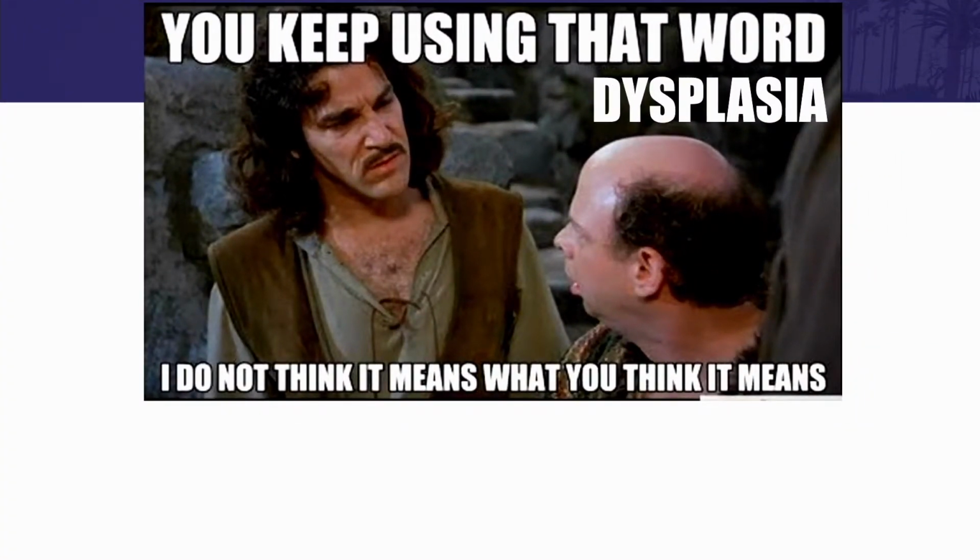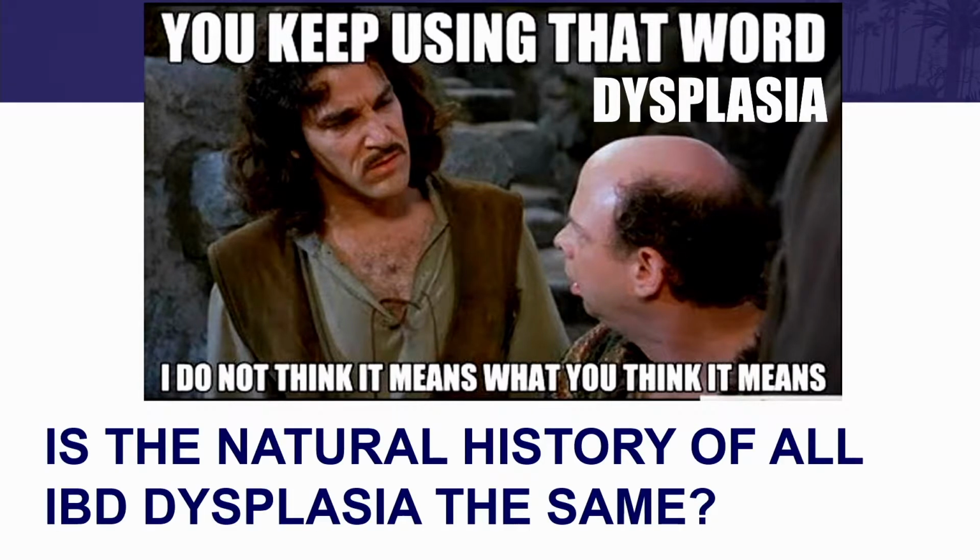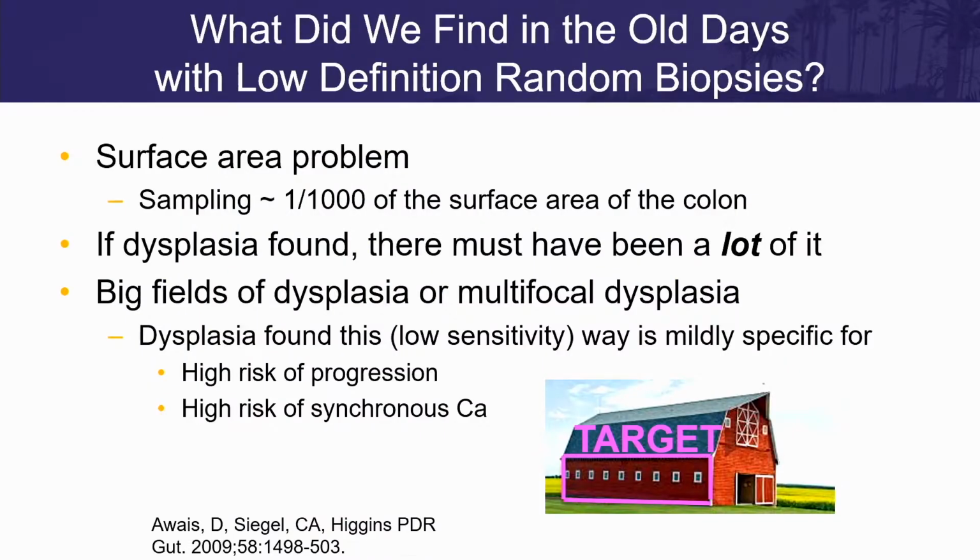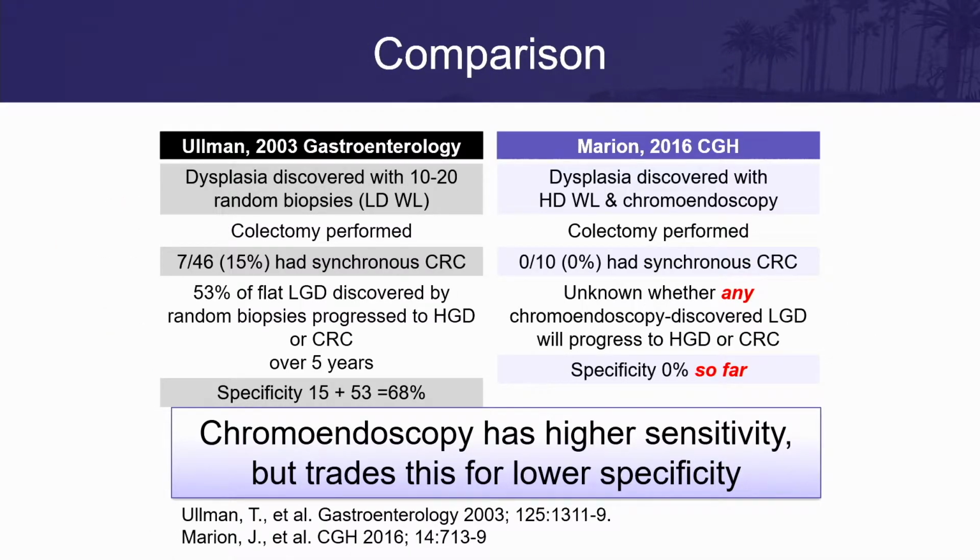Now, dysplasia, as I've illustrated, is not always the same. Not all dysplasia advances, and the natural history isn't always the same. And some of it is looking back at what we found in the olden days, when we had low definition and random biopsies, and people were taking 10 to 20 biopsies per colon. If dysplasia was found using that approach, there must have been a lot of it. Essentially, it's like hitting the side of a barn. If you found dysplasia with 18 biopsies, there must be a fair amount of dysplasia. So you're finding big fields of dysplasia or multifocal dysplasia. And dysplasia that's found in this way is pretty specific for a high risk of progression and a high risk of synchronous cancer.